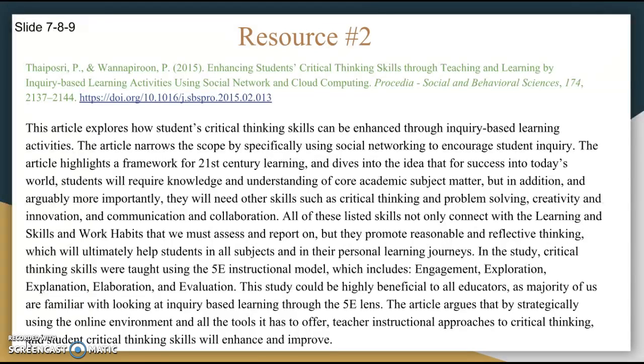As a way of narrowing the scope, as well as making it applicable to 21st century learning, the article specifically uses social networking to encourage student inquiry. By using a 21st century learning framework, Deposi and Wanaparun explore the skills that students will need to learn and acquire apart from core academic subject matter.